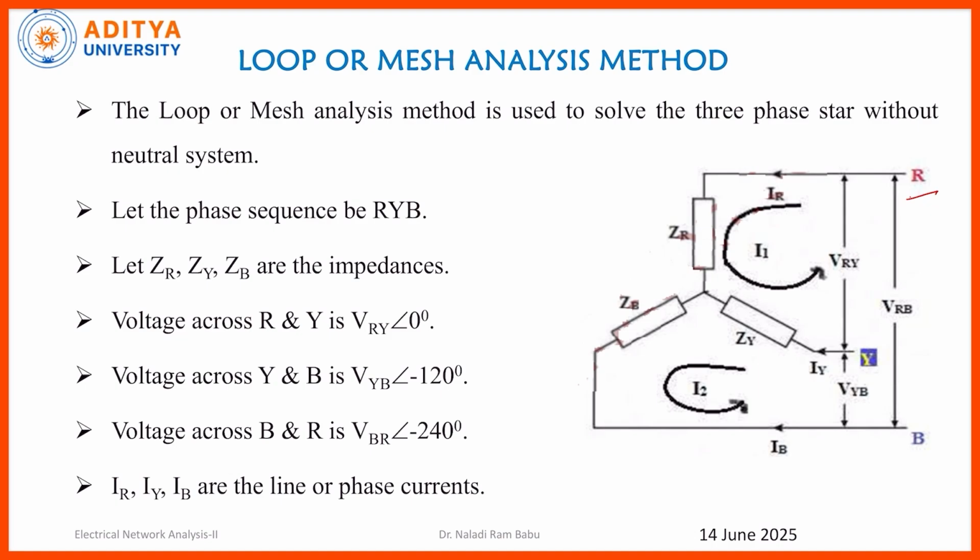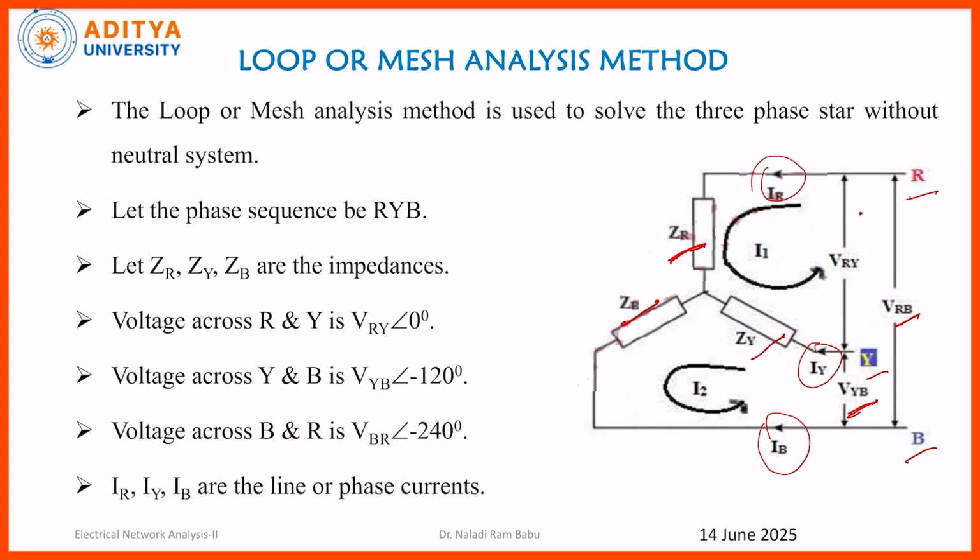It consists of three phases, R phase, Y phase, and B phase, and IR is the line current flowing through the R phase. Similarly, IY and IB are the line currents flowing through the Y and B phases respectively. In a similar manner, ZR is the impedance across the R phase, and ZY and ZB are the impedances across the Y and B phases. As the method states, a loop method or mesh analysis method, we are supposed to draw a loop. One more thing, VRY is the voltage across R and Y phases, VRB is the voltage across R and B phases, and VYB is the voltage across Y and B phases.